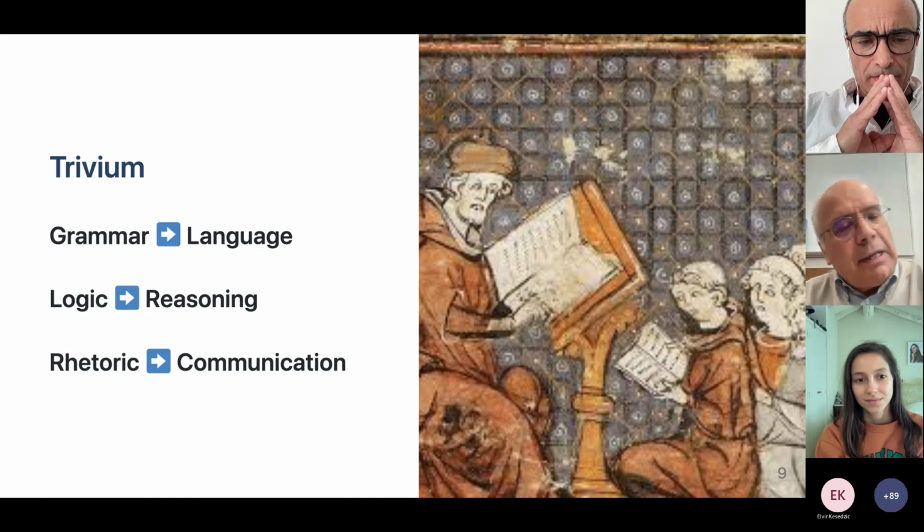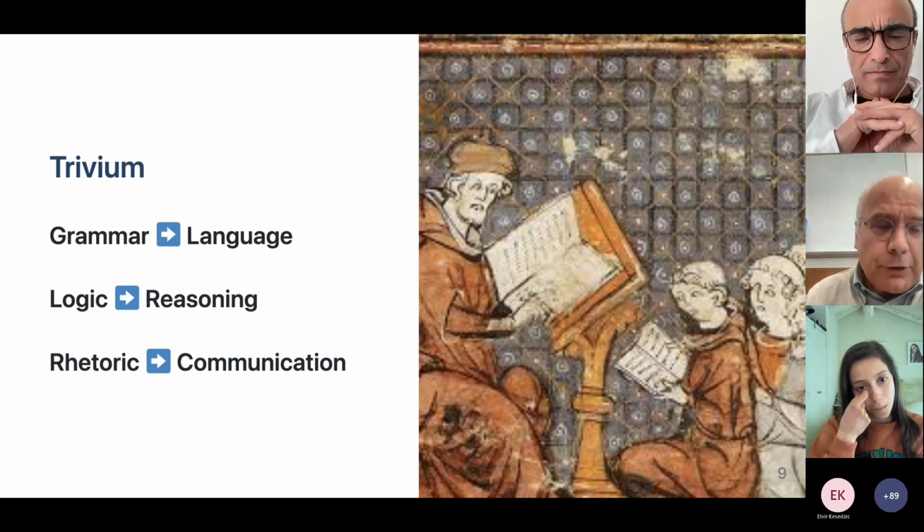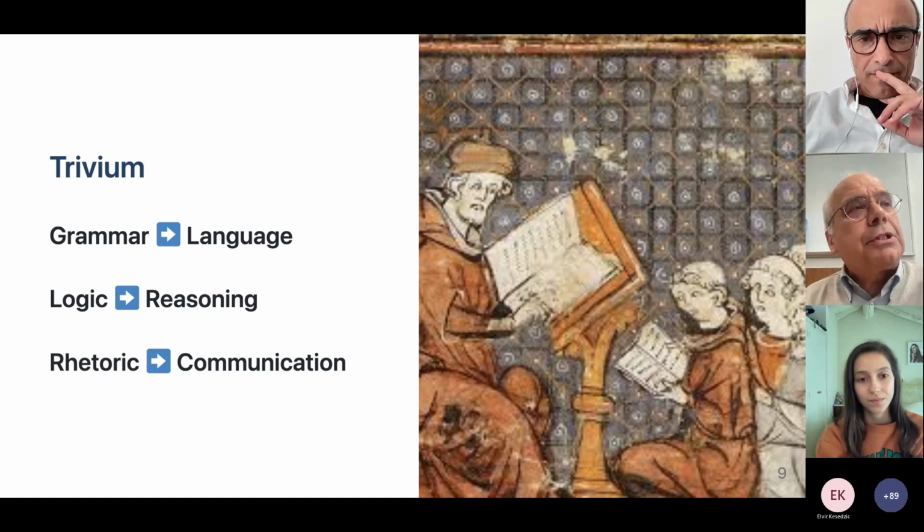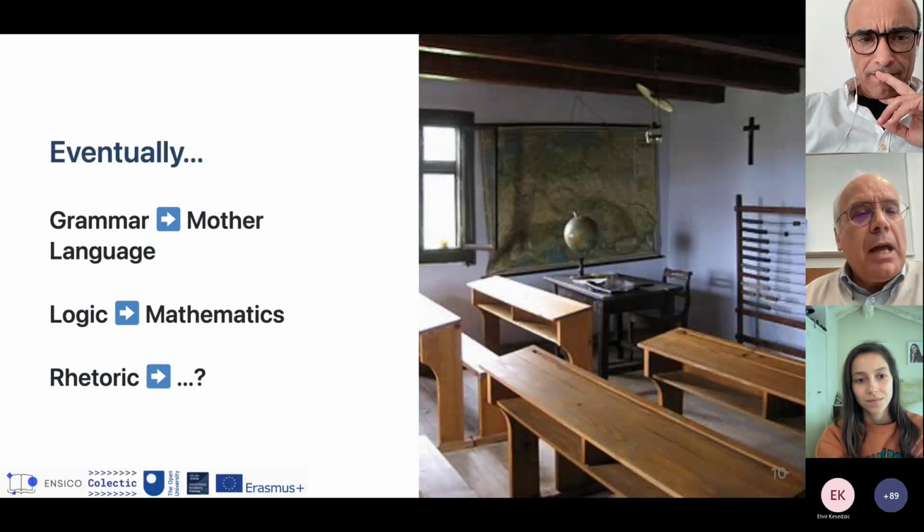So grammar is the study of the architecture of language. Logic enables one to reason. And rhetoric has to do with communication. Rhetoric was a discipline where, using some language, so following the grammar of that language, people would learn how to communicate using that language.